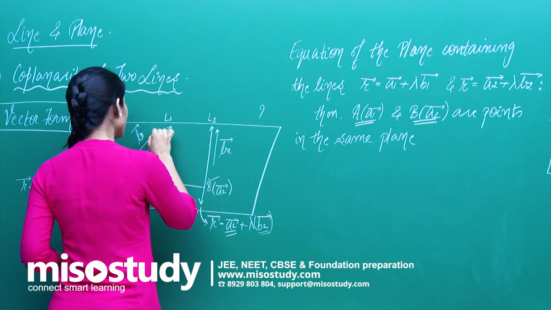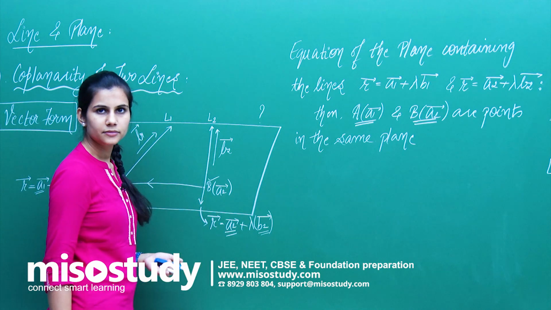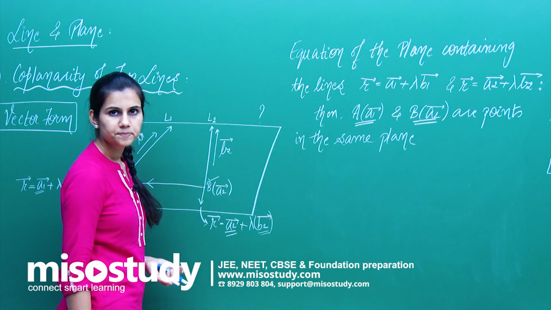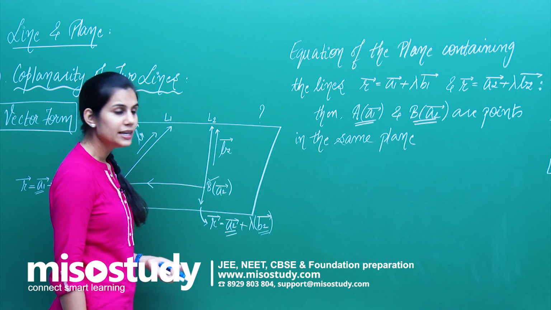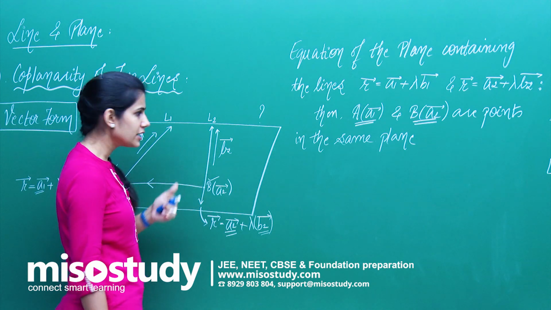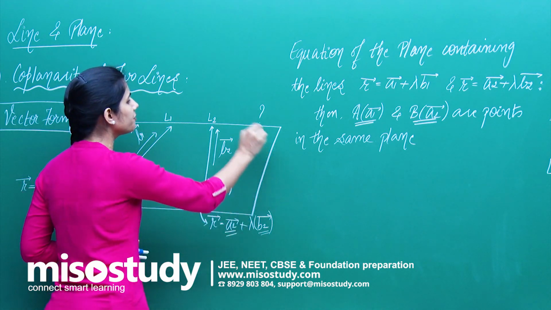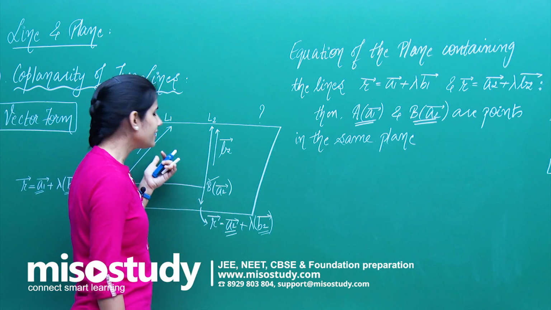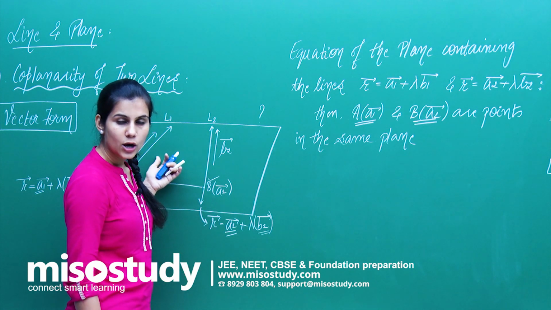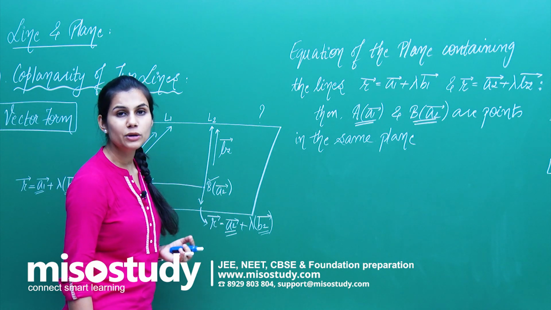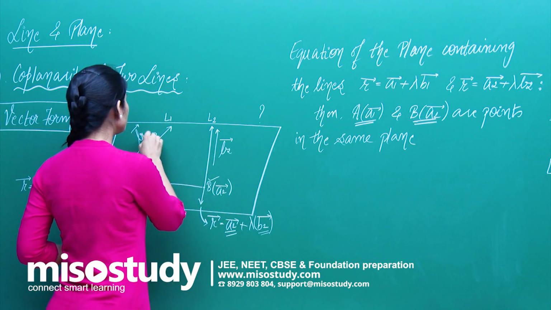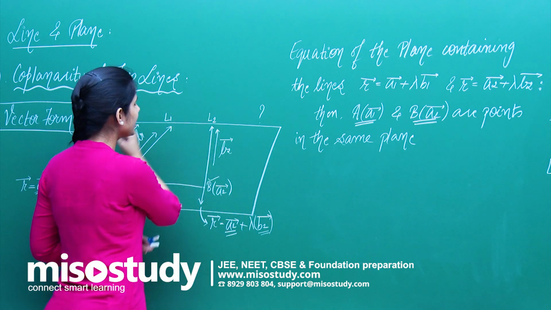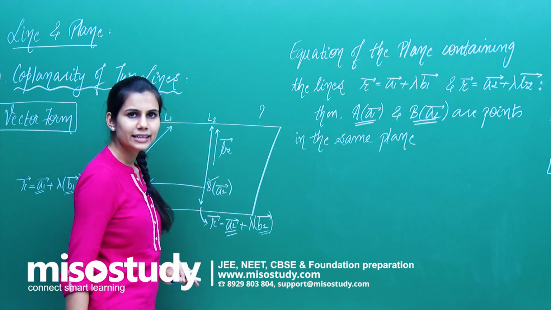This is b1 vector, this is b2 vector. If I talk about b1 vector cross b2 vector, the story ends. Why? Because b1 cross b2 is a vector which is perpendicular to the plane of b1 and b2. Fine? Both b1 and b2 vectors are parallel to L1 and L2. Entire L1 and L2 is lying in this plane, so b1 and b2 are also lying in the same plane.